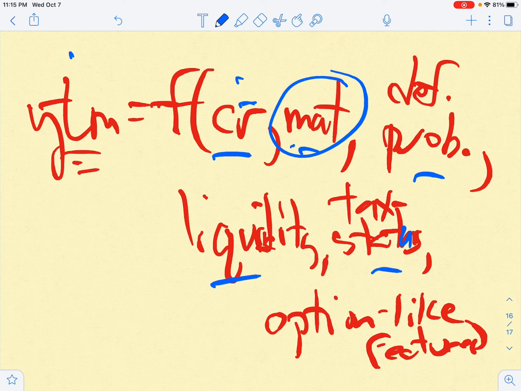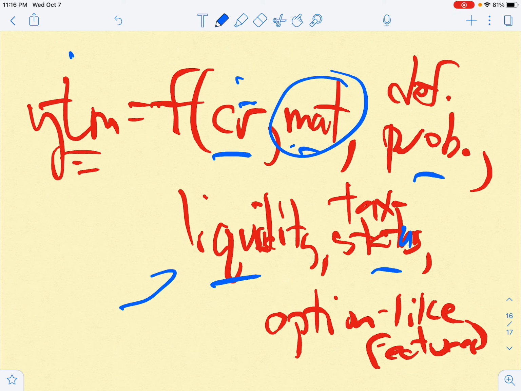Third issue, if we increase the default probability of a bond, then the bond's riskier. Common sense probably tells you that the yield to maturity will increase. If default probability decreases, yield to maturity would decrease, okay?